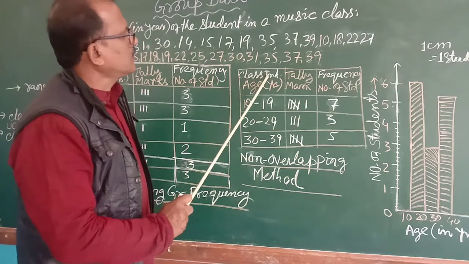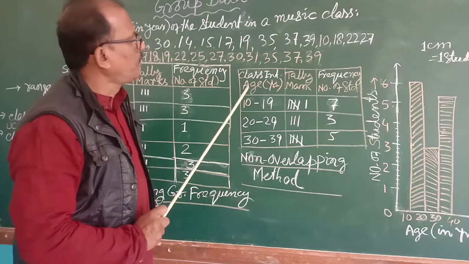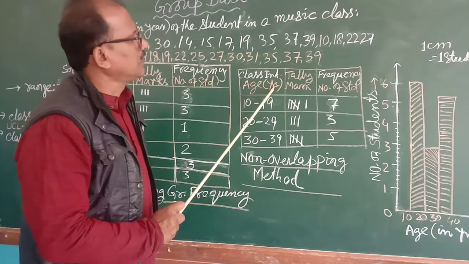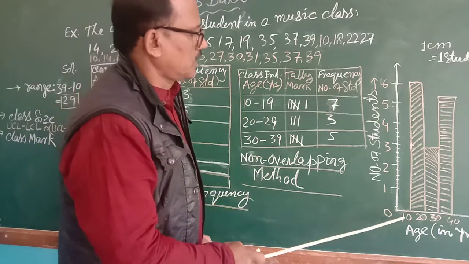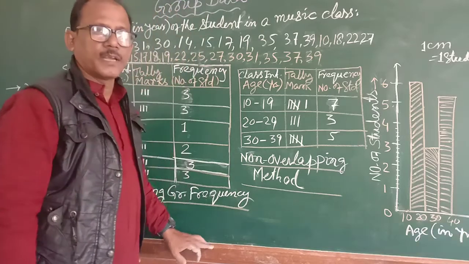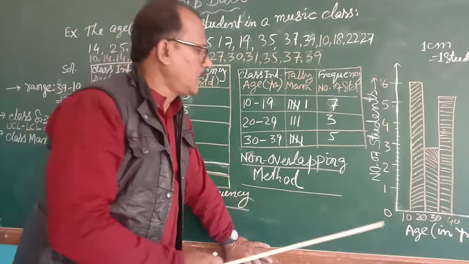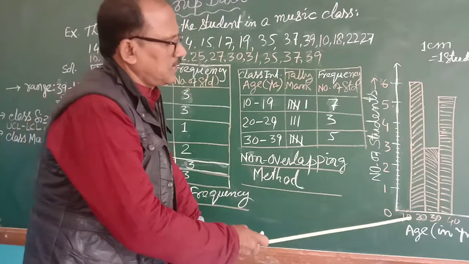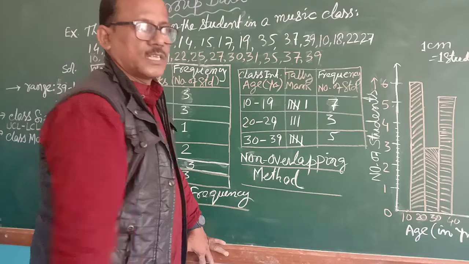See, the class interval is age in years. We have written the class interval in groups, age in years, class mark, and then group frequency. Frequency is the number of students. So you make the frequency on the y-axis, and the class interval on the x-axis. So which classes are there? See, 10 to 20 is there, 20 to 30 is there, 30 to 40 is there.